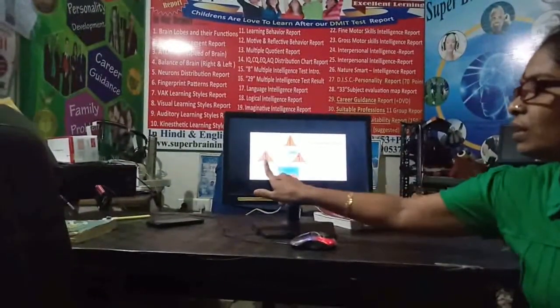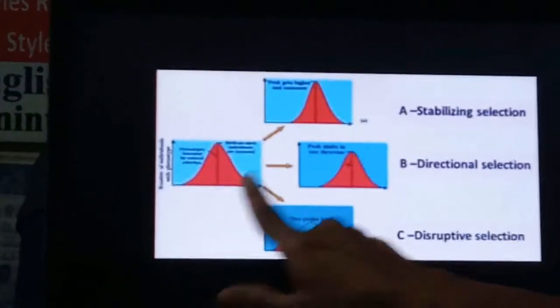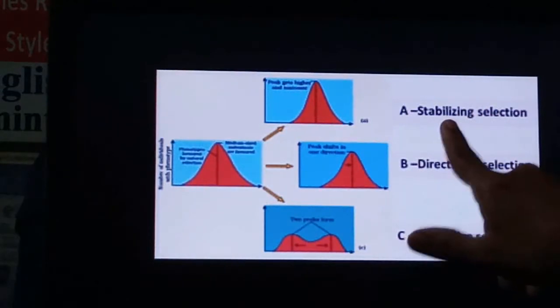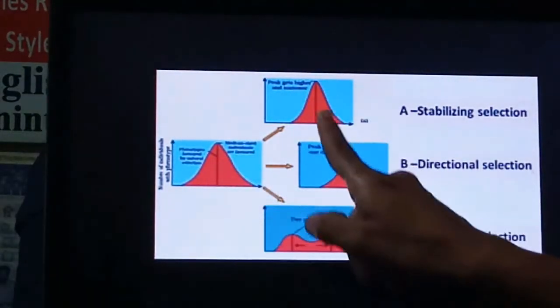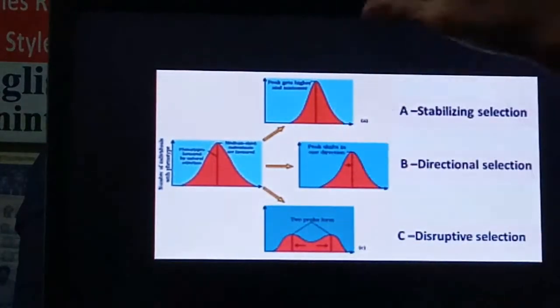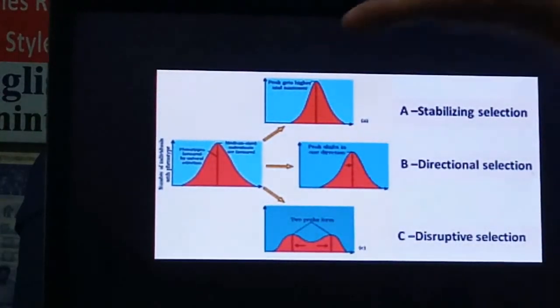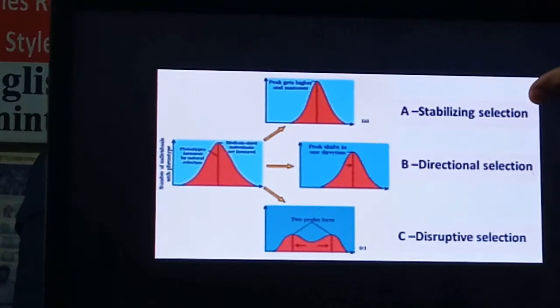So the graph will become steeper and steeper. And the low number of species which show variations in the characteristics will be cut. So if you observe the first graph here, the base is broad, but when it becomes stabilizing, this base will be shortened and the tip will be increased. So this shows that there is a stabilizing selection.